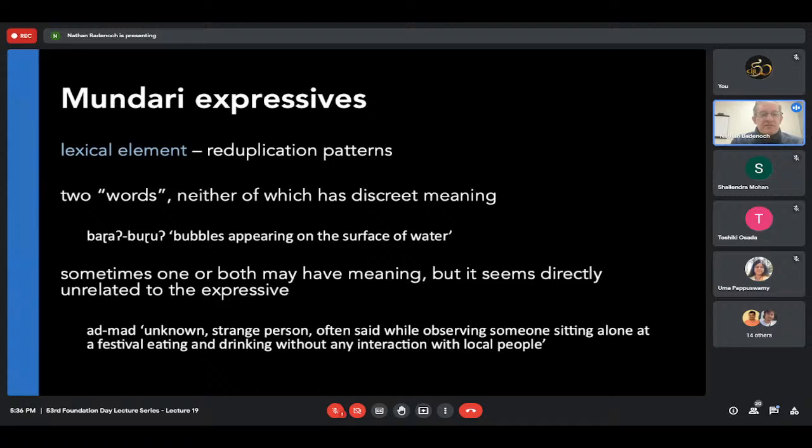Sometimes one or both of these words in a two element expressive can have meaning, but they seem to be directly unrelated to the expressive. For example, the expressive atmat, which is an unknown, strange person, is often said while observing someone sitting alone at a festival, eating and drinking without any interaction with local people, so a sort of isolated social situation of an individual. If we look at it, ad can also be a verb meaning to lose one's way. Mat means bamboo. And so neither of these seem to be directly pointing to the meaning.